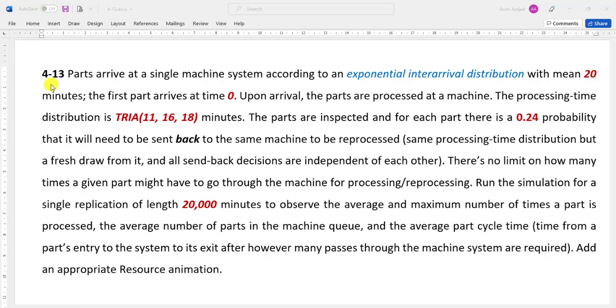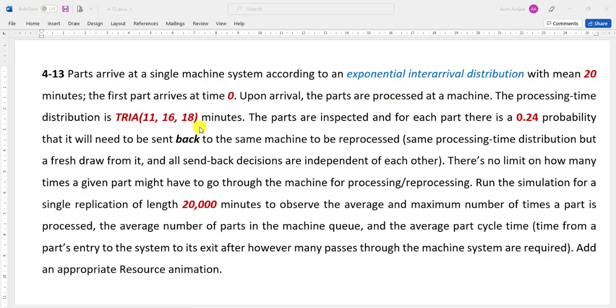In this video, we solve exercise problem number 4-13 of the Arena book. The problem is: parts arrive at a single machine system according to an exponential inter-arrival distribution with a mean value of 20 minutes, and the first part arrives at time 0. Upon arrival, parts are processed at a machine.